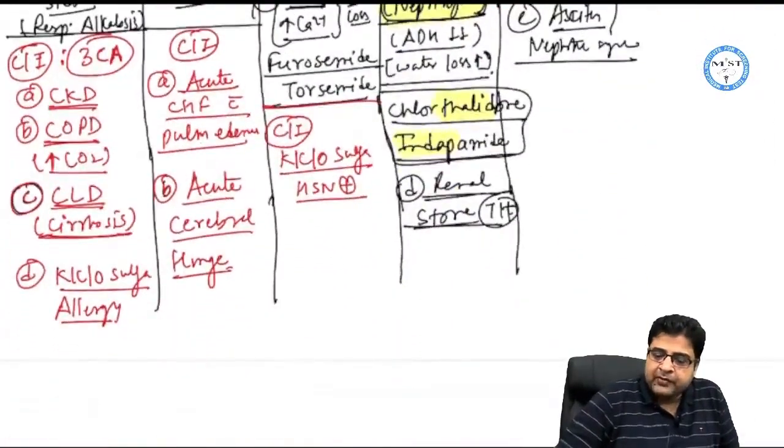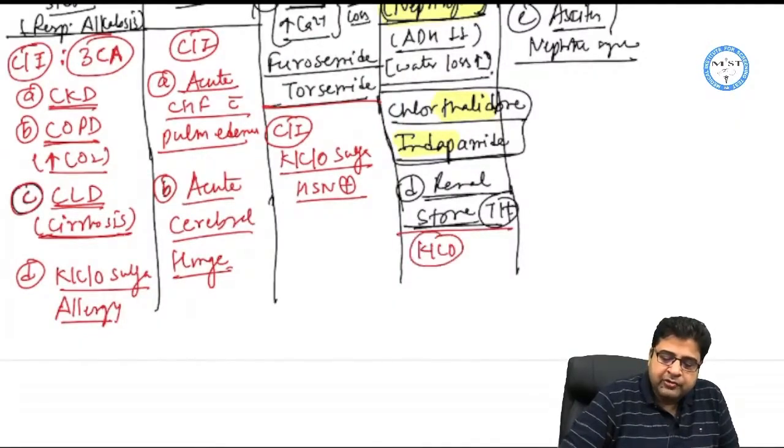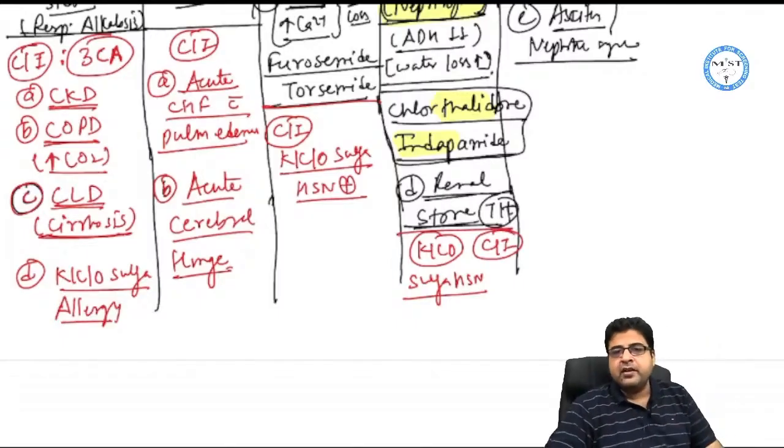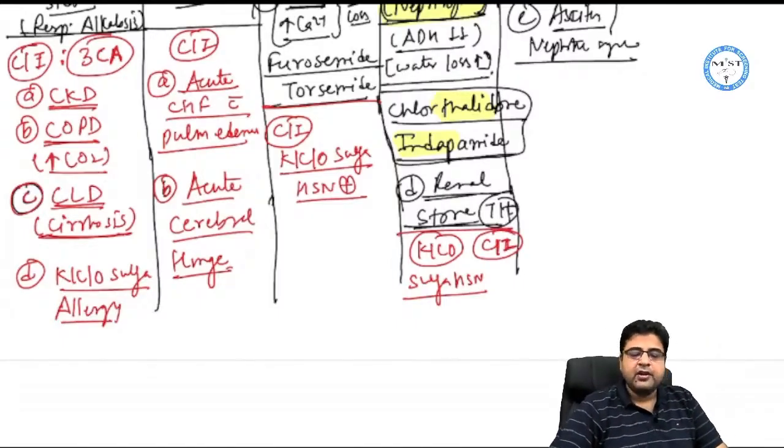Now, this medicine has the same contraindication as loop diuretics. If the patient is sulfa hypersensitive, these medicines are contraindicated. So the contraindication is the same. If the patient is sulfa hypersensitive, we will not give this medicine.